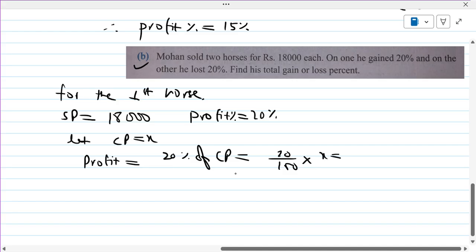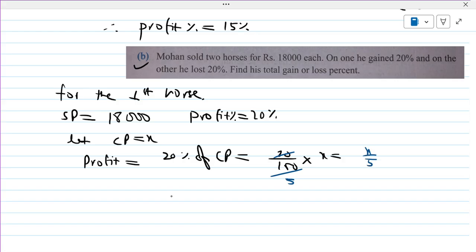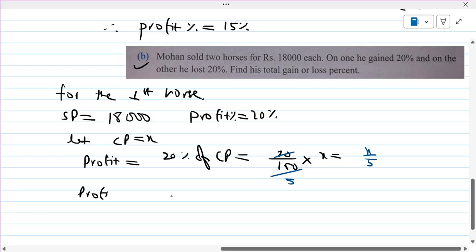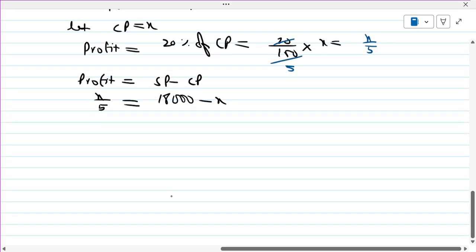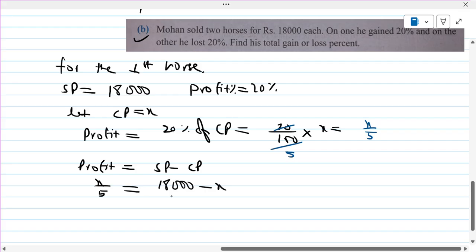So 20 by 100, 20 5 times will cut, so x by 5 we get, is it? And once we do that, now we take form of profit. It is selling price minus cost price. So profit we do have x by 5 found, selling price is 18,000, cp we do have suppose x, is it? And now we make cross multiply.